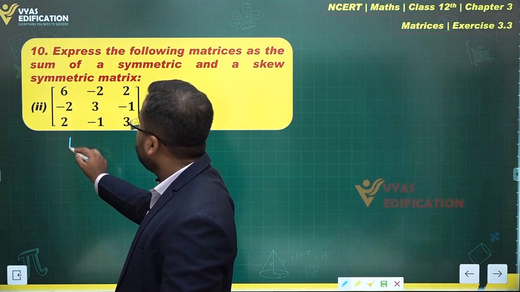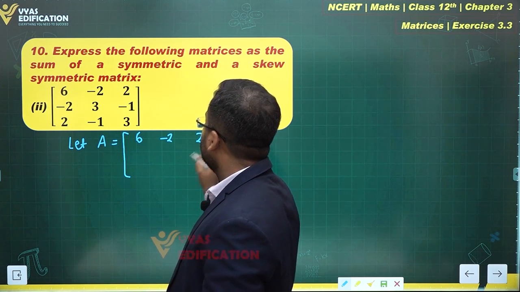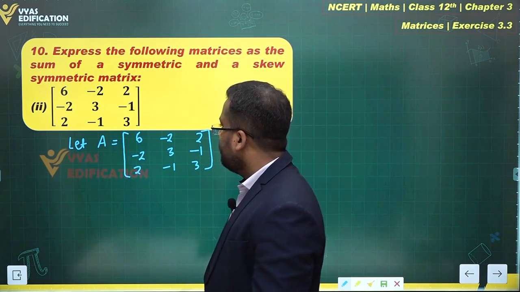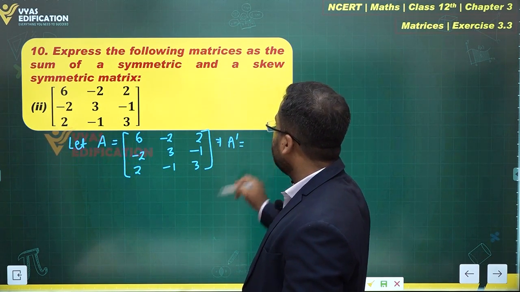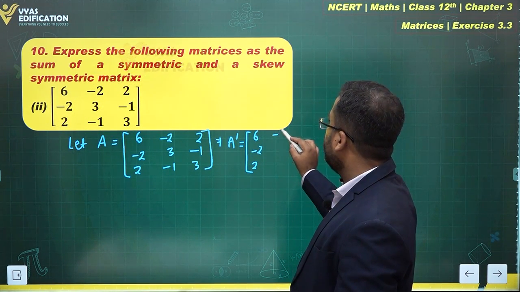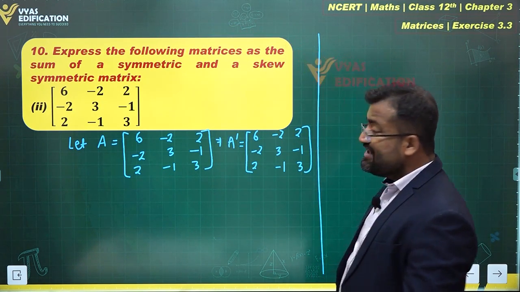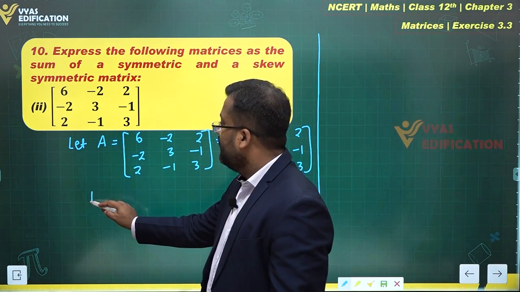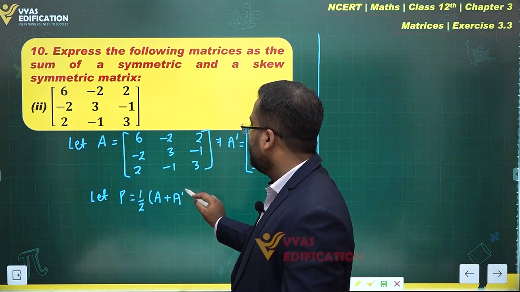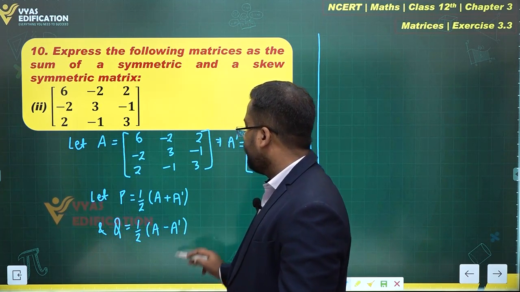Let's say, let A equals this matrix: 6, minus 2, 2, minus 2, 3, minus 1, 2, minus 1, 3. This is what I have. This implies A prime would be equal to what? A transpose. That is 6, minus 2, 2, minus 2, 3, minus 1, 2, minus 1, 3. Okay, and using these two, let P equals half of A plus A prime and Q equals half of A minus A prime.